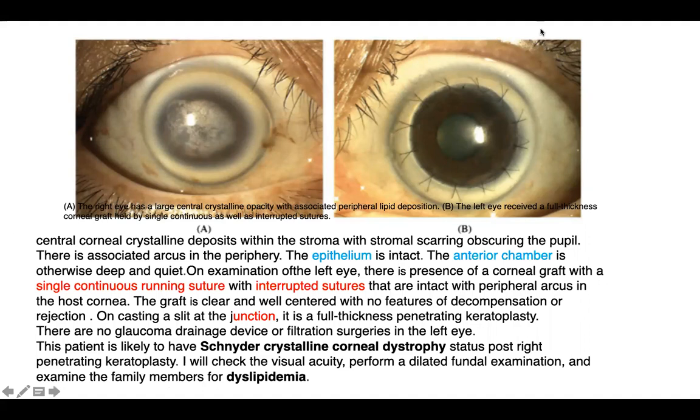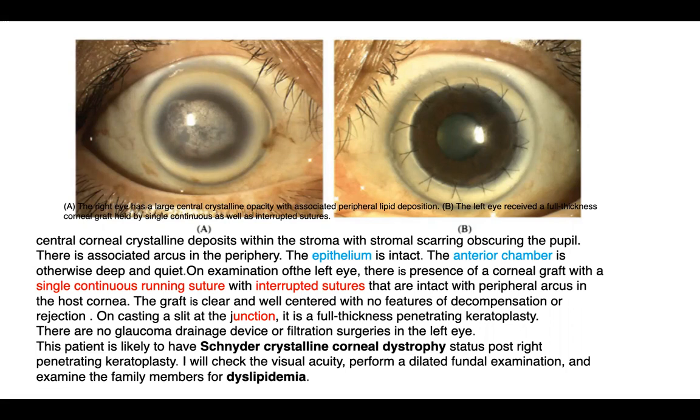This one, due to some technical problem, it's not a quiz now, so we have to read together. So this is a bilateral condition, most probably Schnyder crystalline corneal dystrophy, and this patient underwent keratoplasty. How will we comment on this eye?